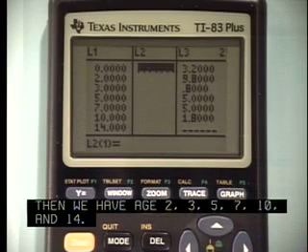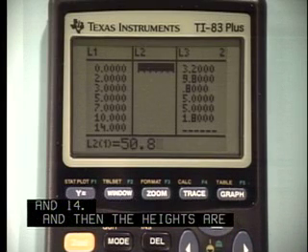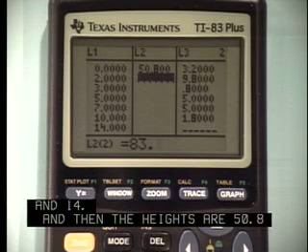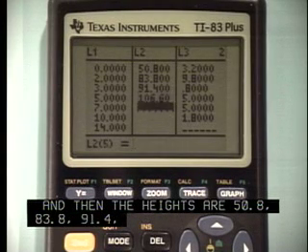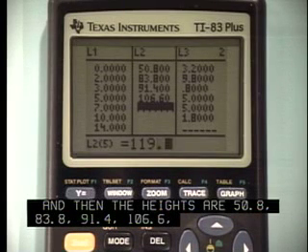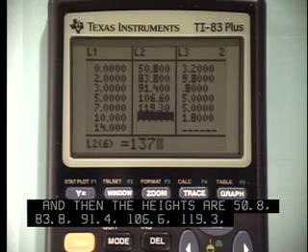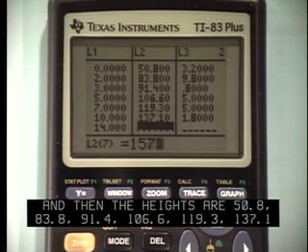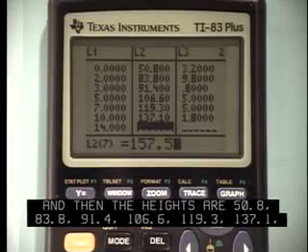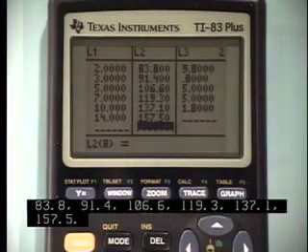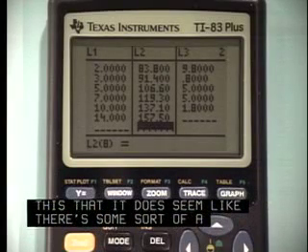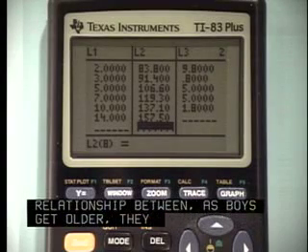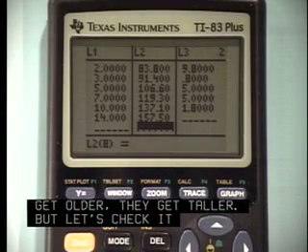And then the heights are 50.8, 83.8, 91.4, 106.6, 119.3, 137.1, 157.5. It seems to me when I look at this that it does seem like there's some sort of a relationship: as boys get older, they get taller. But let's check it out statistically and see if this is actually the case.